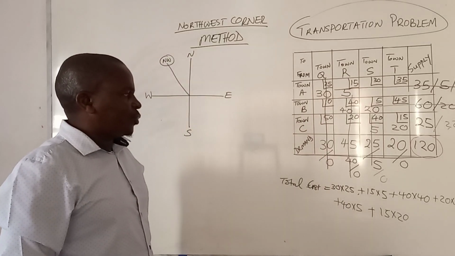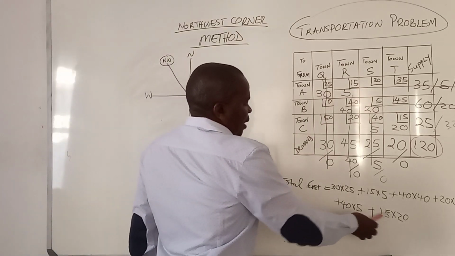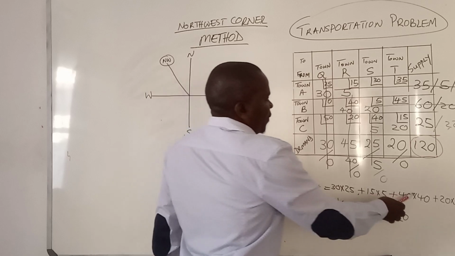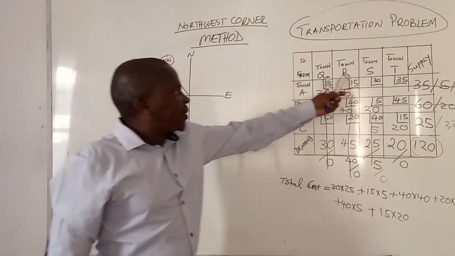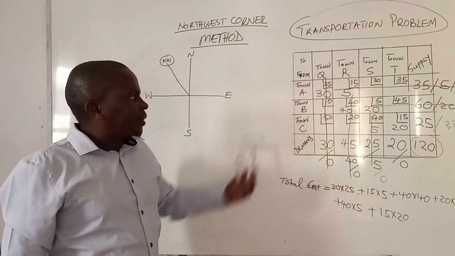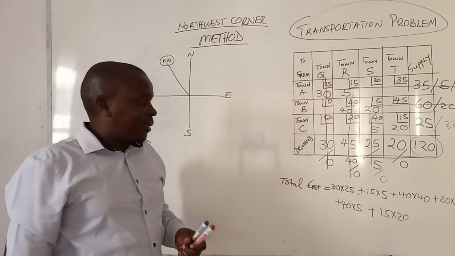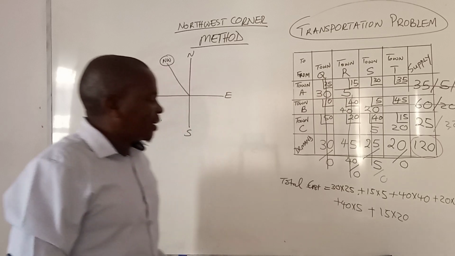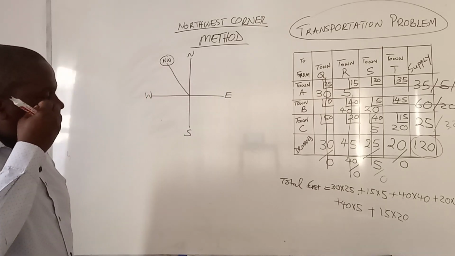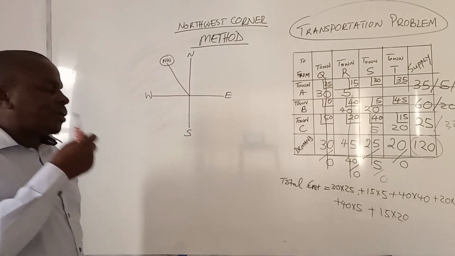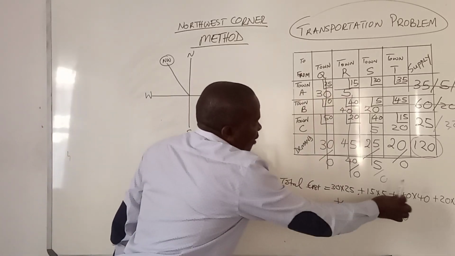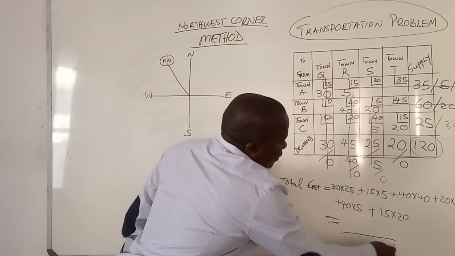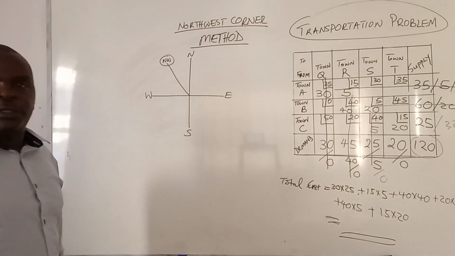How many cells do we have here? We've got 1, 2, 3, 4, 5, 6, which is okay. Because this side we've got 4, here we've got 3, 4 plus 3 is 7 minus 1, which is 6. So these are the cells that we have considered so far. Then you can use your calculator to get the total cost. We just punch everything as it is. Then it will give us a value at that point.